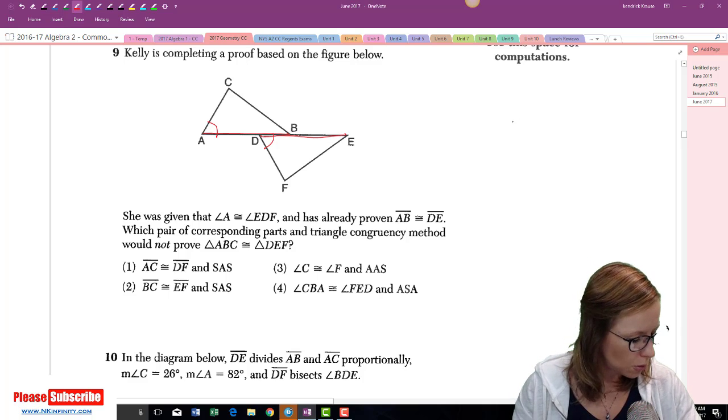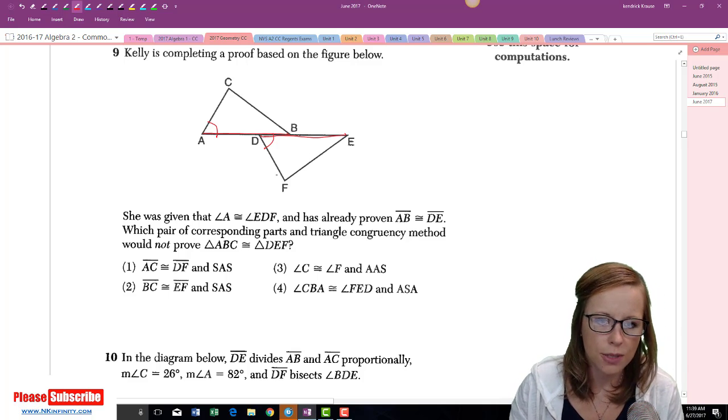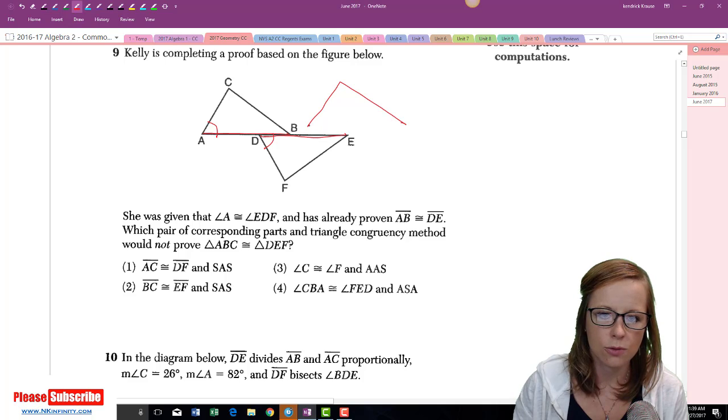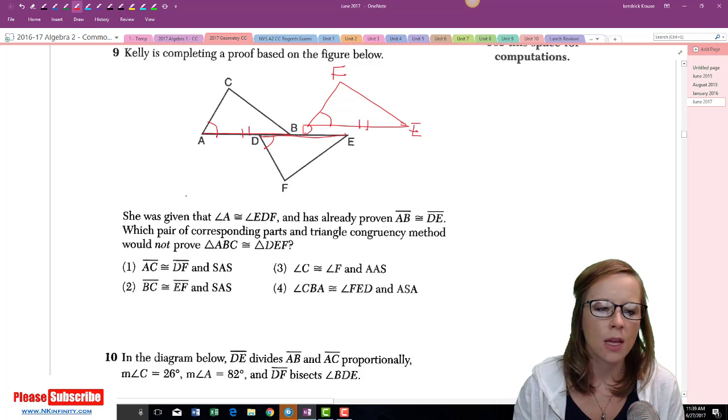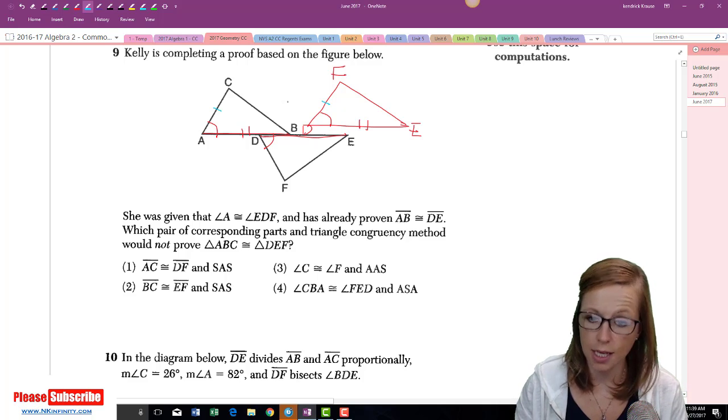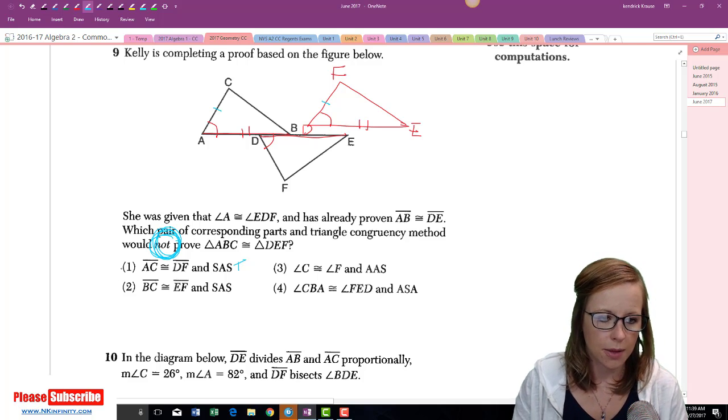Okay, does not prove. So, I'm actually going to redraw this triangle because it's annoying me that it's the wrong way. I'm going to draw it like this. F is up here, D is here, E is here, angle is there. This side is congruent to this side. Okay, if we were to say that AC is congruent to DF, we would have side, angle, side. That's a congruency theorem, so we're good. So that one works. Side, angle, side, true. We're looking for not, okay? So it can't be that choice.